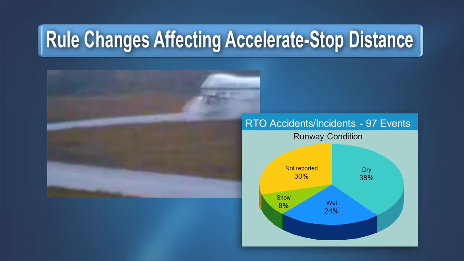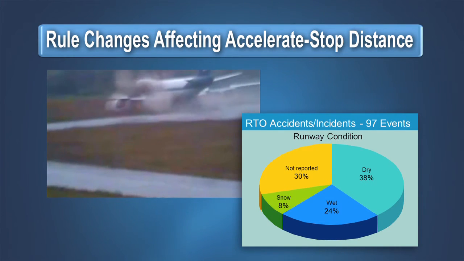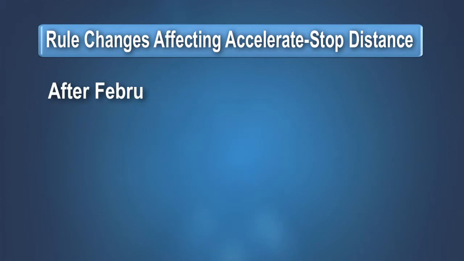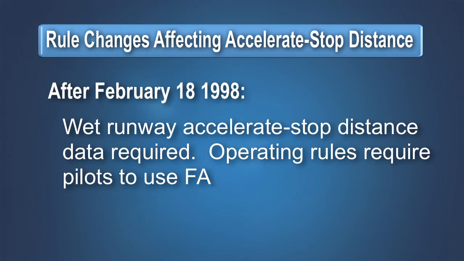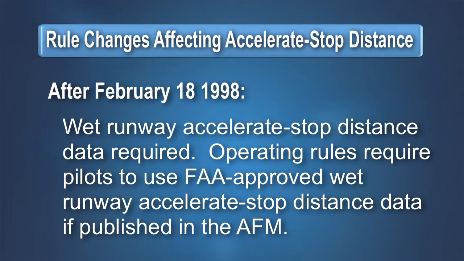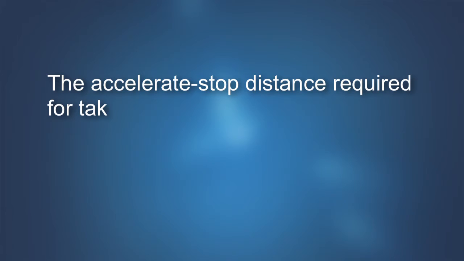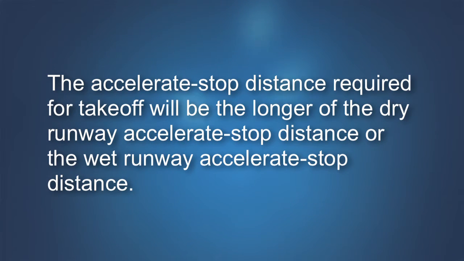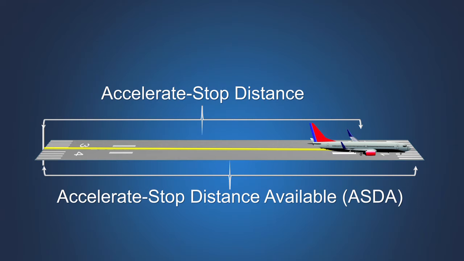In response to the disproportionate number of rejected takeoff accidents on wet runways, the certification rules were again amended in 1998. Manufacturers are now required to provide wet runway accelerate stop distance and wet runway takeoff distance data in the airplane flight manual for all newly type certificated transport airplanes, and the operating limitations for these airplanes require the use of this data when the runway is wet. The accelerate stop distance required for takeoff will be the longer of the dry runway accelerate stop distance or the wet runway accelerate stop distance. The calculated accelerate stop distance cannot be longer than the accelerate stop distance available.